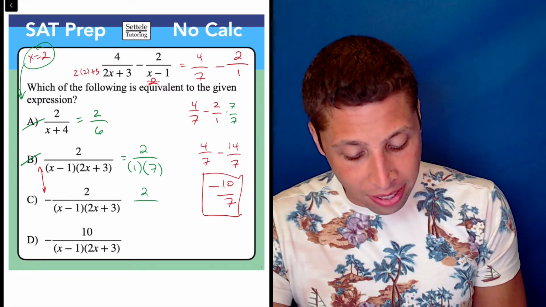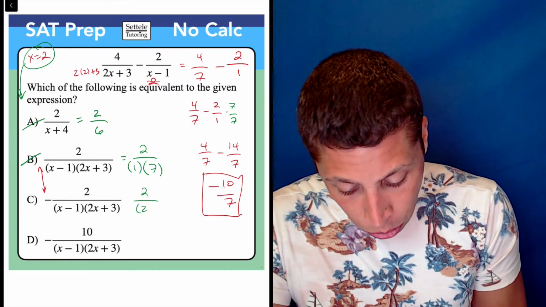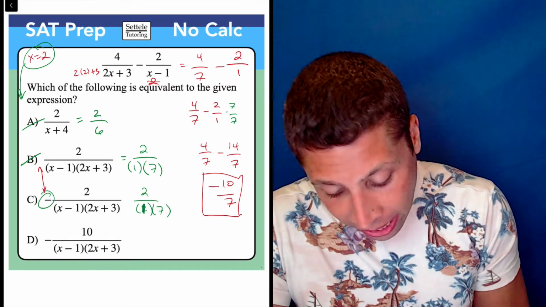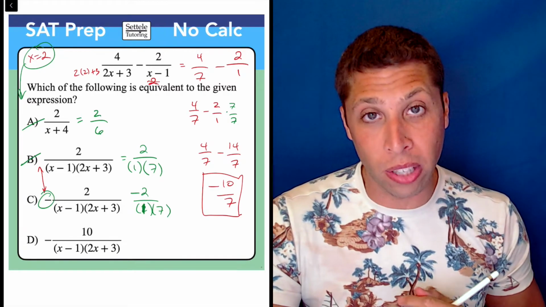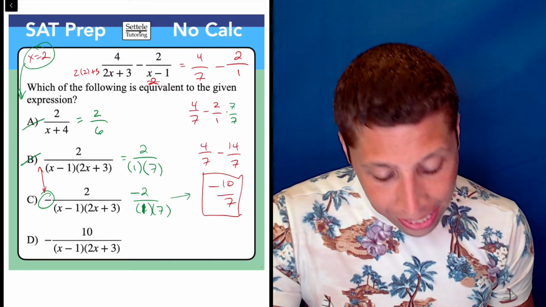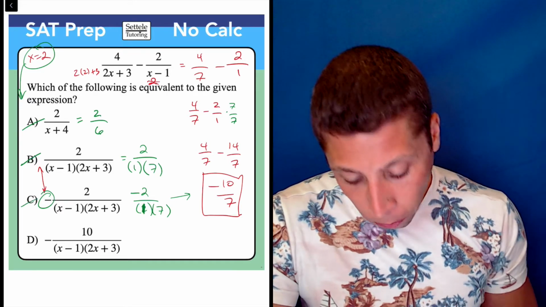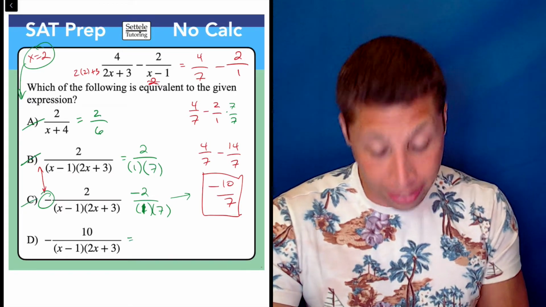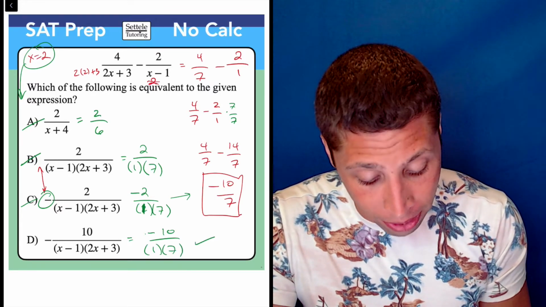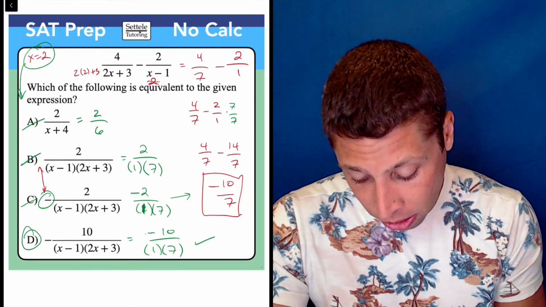Now, C is the same thing. We have the 1 and times 7, but notice this negative is here, so I'm going to put it here so I don't lose it. But this is still not the same thing. This is -2/7, but what we need is -10/7. So hopefully choice D does it, and sure enough, you can see the 10 right there, right? So -10 over 1 times 7 is going to be -10/7, so that's choice D.